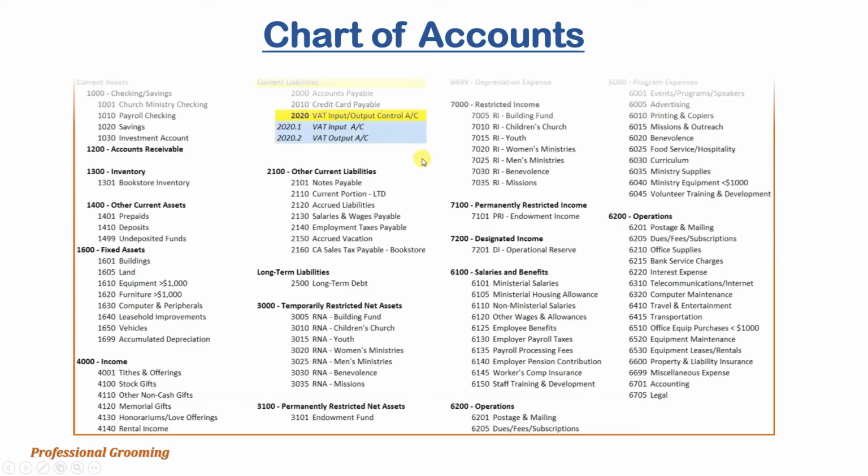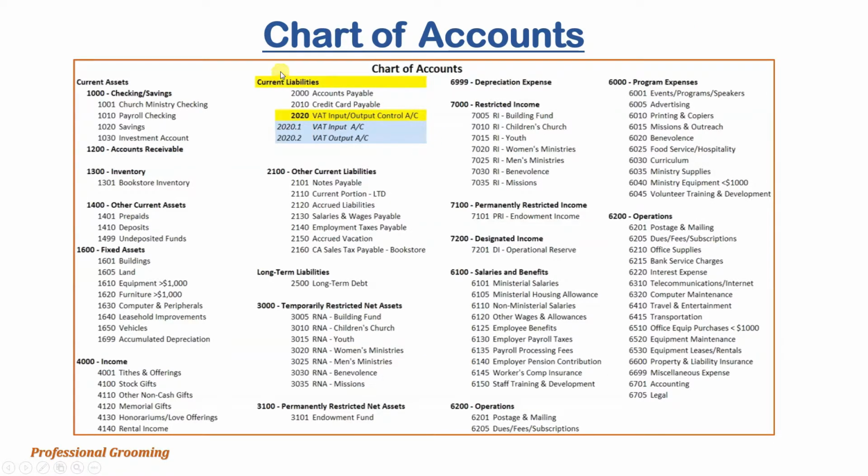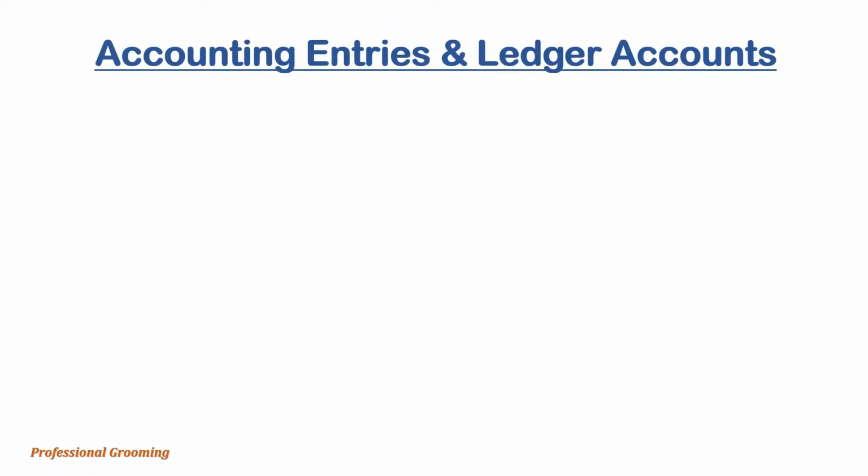For example, as you can see here in our illustration, this is our chart of accounts. Under the current liabilities, we have a VAT Input Output Control account, and this account has two sub accounts, the VAT Input account and the VAT Output account. This control account is directly linked with the trial balance. The difference of these two accounts goes to the VAT Input and Output Control account. Let's see the accounting entries and ledger accounts.